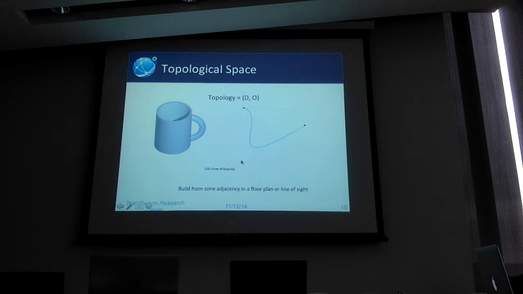So how could this be relevant? Well, you can build a topological map by looking at the adjacency of different zones on a floor plan. Or you could also look at lines of sight and see where it's possible to move. Because if you're moving in the same direction without going around any obstacles or going down a different hallway, then those should be equivalent paths in the topological space's mindset, just like this was.